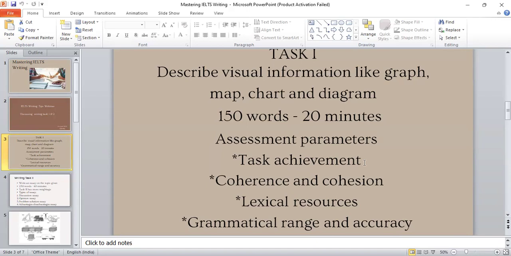Likewise, you have to get an idea from each graph or each visual information given there, and you have to compare with other classes. So this is just an example.